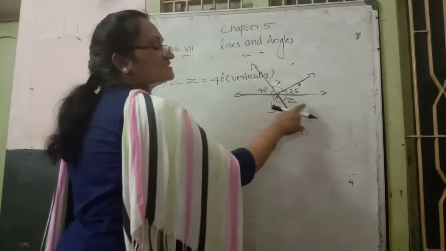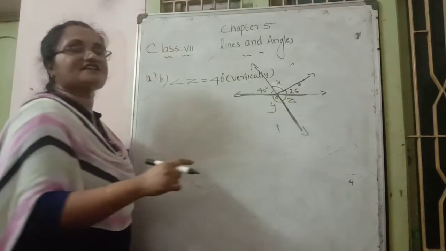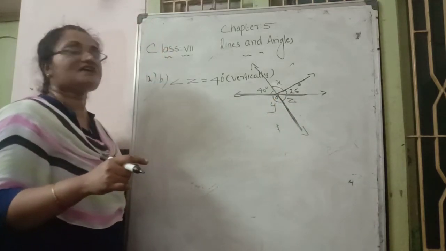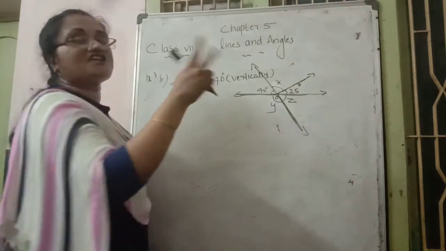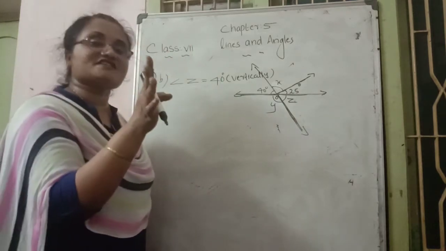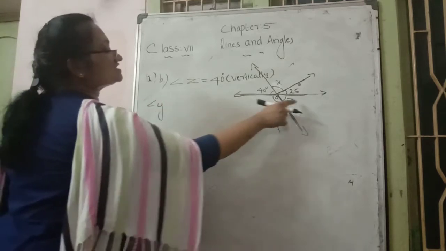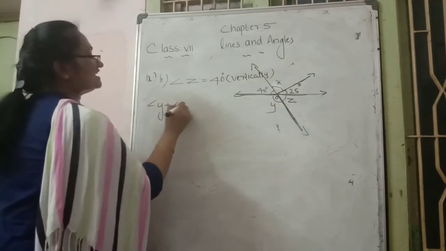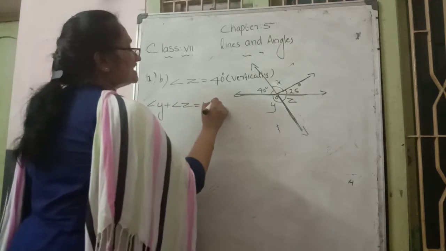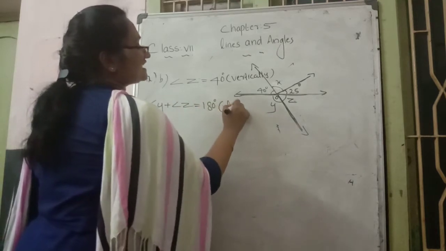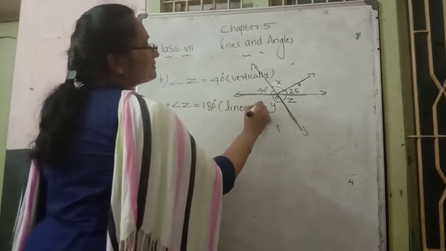What are the angles there? Y and z are the angles making the linear pair. That's why we can say the sum of the angles in a linear pair is how many degrees? 180. So we can write angle y and z, the angles making the linear pair. Y plus z is equal to 180 degrees. Write the reason in the bracket: linear pair. Must and should.